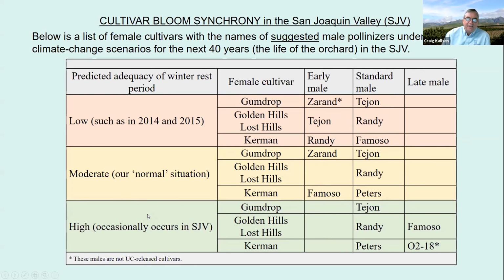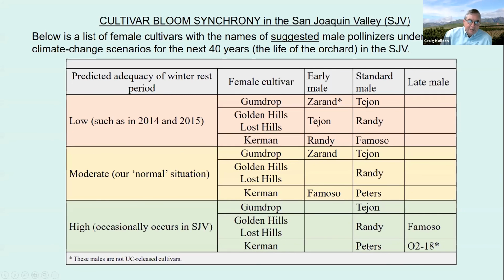If you think you're going to suddenly get all kinds of chill, you're going to have very cool winters. For Gumdrop, this could also be an issue for somebody that wants to plant pistachios in Texas, where they get a lot of high chill. In that case, for Gumdrop, I would plant Tajon. For Golden Hills and Lost Hills, I'd plant Randy as the standard male. I include Famoso because it blooms later, which may be necessary in a real high chill environment. For Kerman, I would choose Peters.